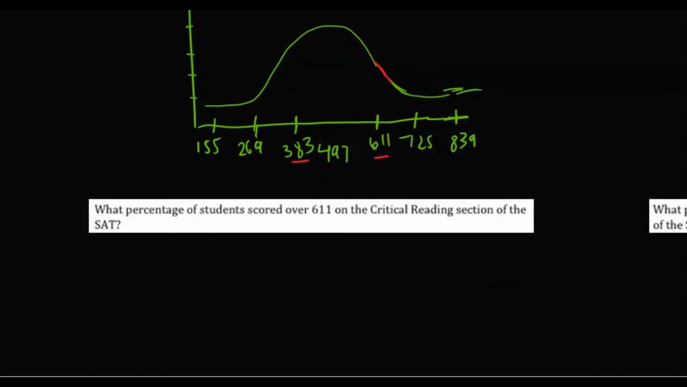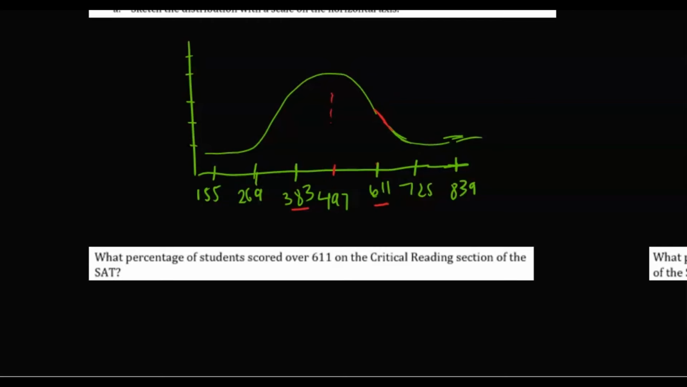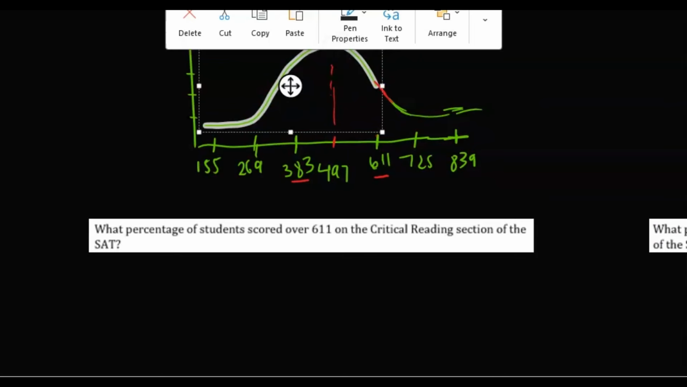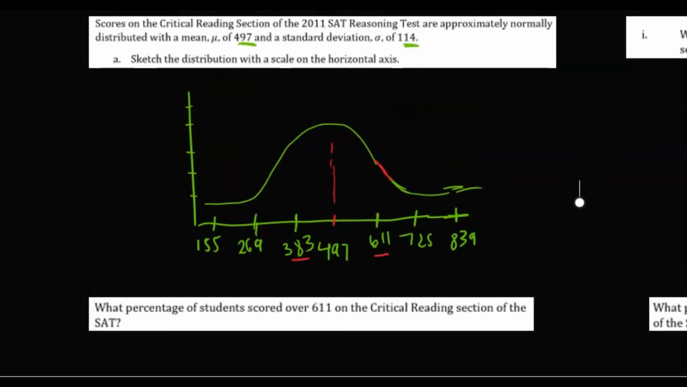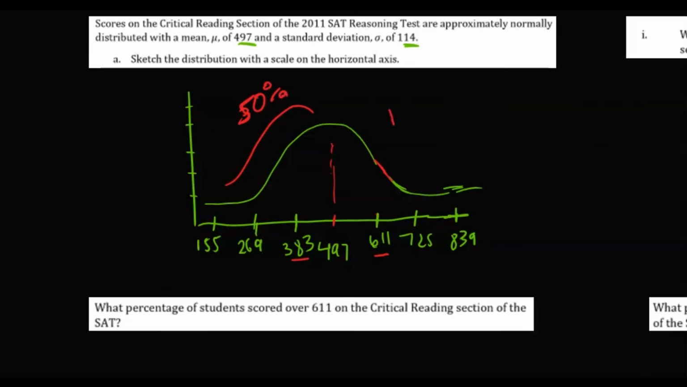So what percentage of students scored over 611 on the critical reading section of the SAT? This is an interesting problem. So let's just refer back to what we currently know as the standard deviation, right? So we know everything in between 383 and 611 is going to be 68%. But what we also know is that 497 is the mean, right? And the mean is going to be 50%. So what this means is everything over here is going to be 50% of the data, 50%, and everything over here is going to be 50% as well.